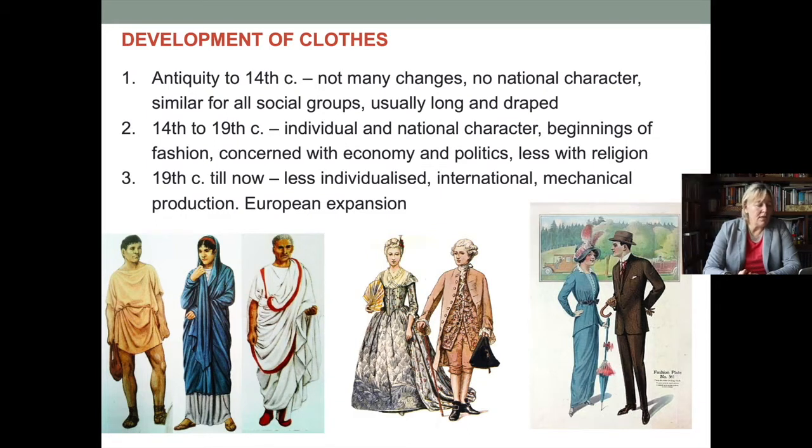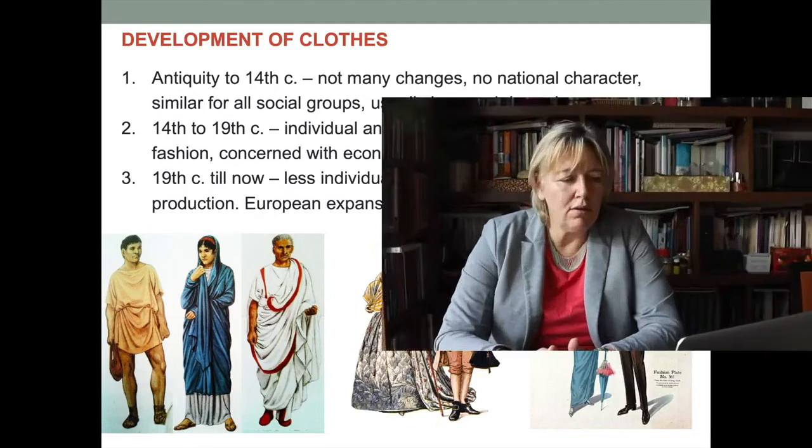From the 19th century until today, the clothes are less individualized because we have mass production, so people usually buy clothes rather than have them made to measure. We have international fashions, globalized culture, mechanical production, and the European expansion, mostly propagated through colonialism. So most people in the world wear clothes resembling the fashionable clothes of Western culture. So as you can see, quite a lot can happen over time. And now I would like to give you some examples.